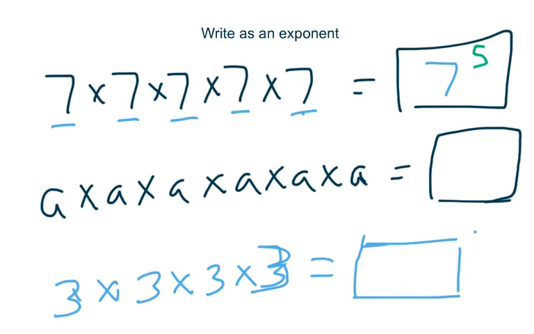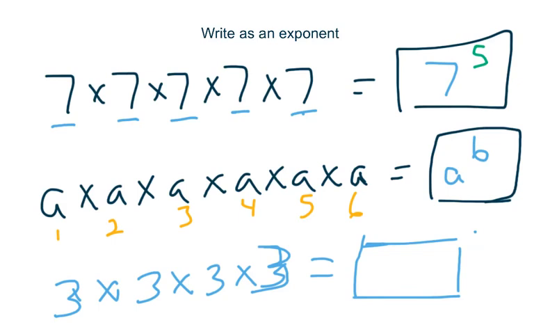You can do the same thing with variables. You have to count how many times you have the variable. We have 1, 2, 3, 4, 5, 6. So our base is the letter A, and our exponent would be 6. So we have A to the 6th power.